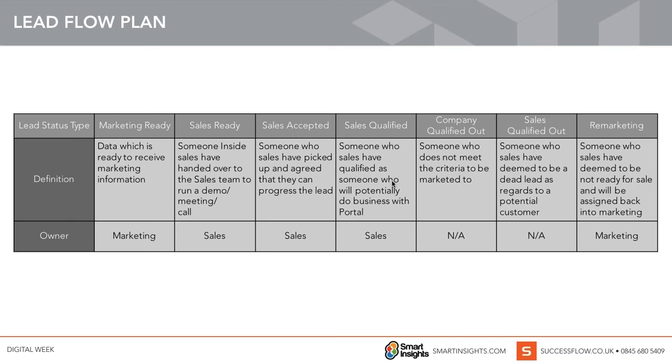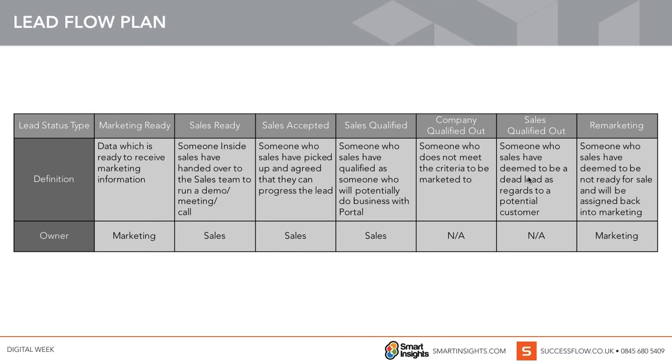Other statuses there that sales would typically use, or marketing. What we have is company qualified out. That's where we're grading them out, so the company or the lead has been qualified out because the profile's not right. Where sales qualified out means that sales spoke to them and it's not right. There's no opportunity there. So that's where we need to look at that scoring.